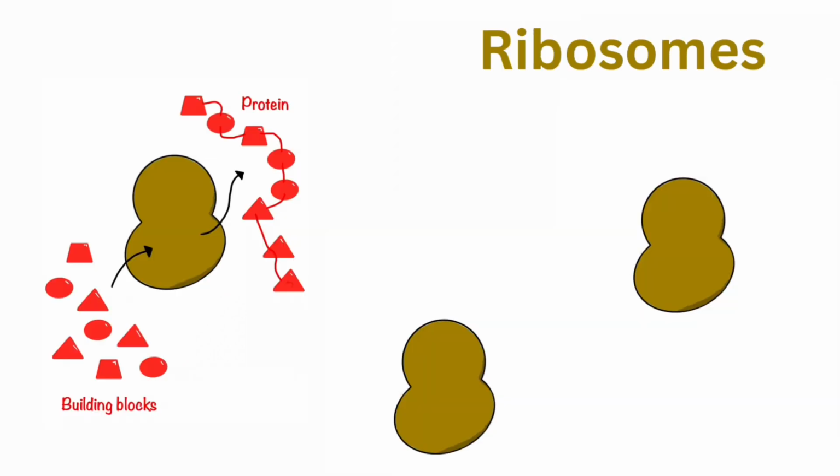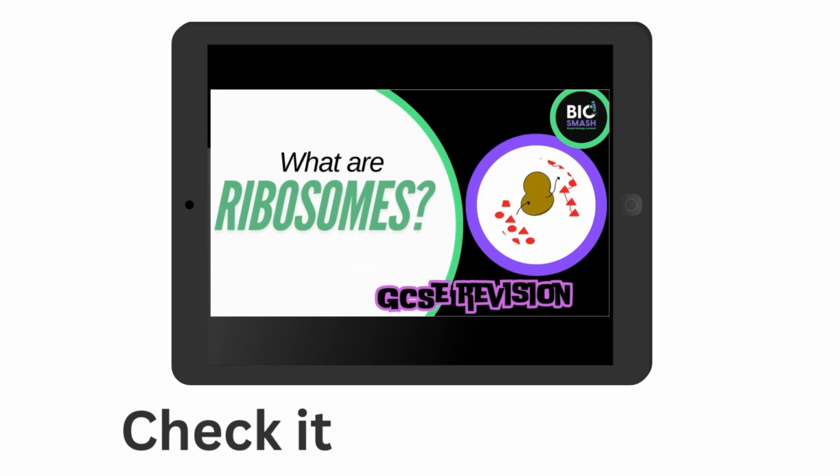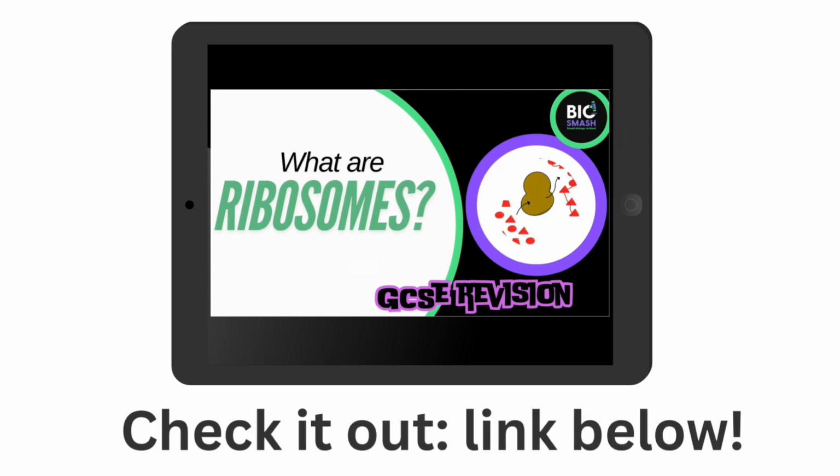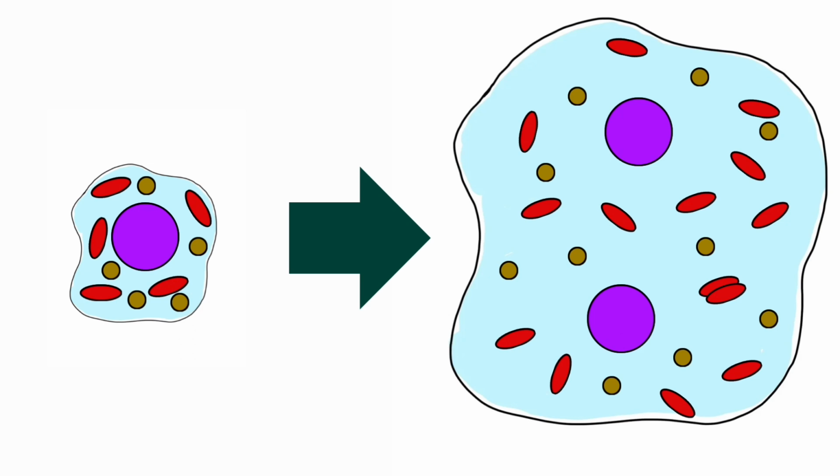Another part that you can find inside a cell is a ribosome, and a ribosome looks something like this, and a ribosome can take little building blocks called amino acids and build them into proteins. And yes, you've guessed it, I've made a separate video all about ribosomes, so if you want a bit more revision on that, the link again is below. In this diagram, you can now hopefully see that as well as getting bigger and copying the cytoplasm and the DNA and the mitochondria, the cell has also copied the little brown ribosomes so that there are enough ribosomes to go into each new cell.